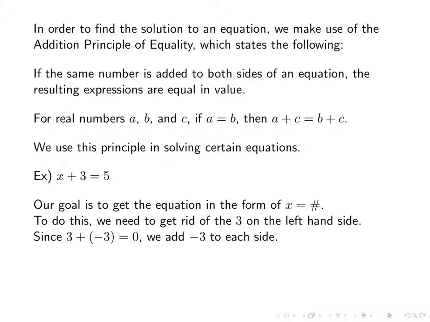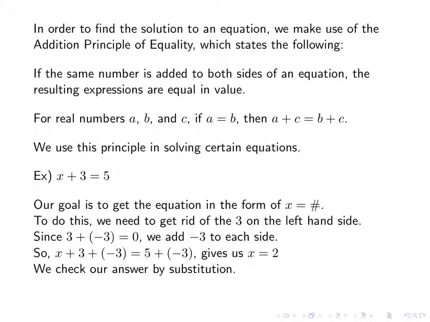But we have to be careful and make sure that we add the negative 3 to both sides of the equal sign. So we get x plus 3 plus negative 3 equals 5 plus negative 3. And then again, we know that 3 plus negative 3 is 0, and x plus 0 is x. So we get x on the left-hand side, and 5 plus negative 3, which is 2, on the right-hand side. We check our answer by substitution. Is 2 plus 3 equal to 5? Yes. So we have checked our solution by doing substitution.